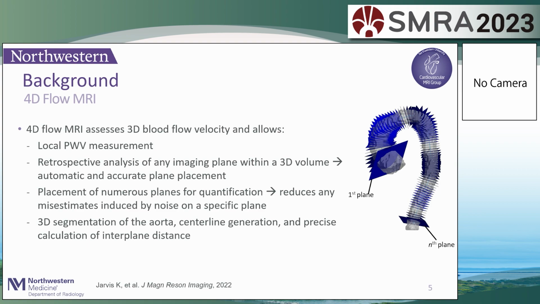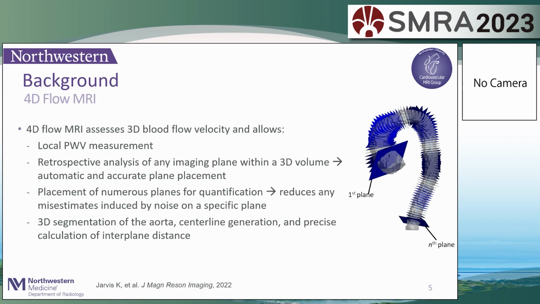In contrast to traditional methods, 4D flow MRI is an imaging technique that assesses 3D blood flow velocity and allows local pulse wave velocity measurement, such as within the aorta. Not only does it provide these local measurements, but 4D flow MRI also has several additional advantages, specifically by quantifying blood flow velocity across all 3 spatial dimensions within a volumetric coverage. It enables a retrospective analysis of any imaging plane within the 3D volume through automatic and accurate plane placement.